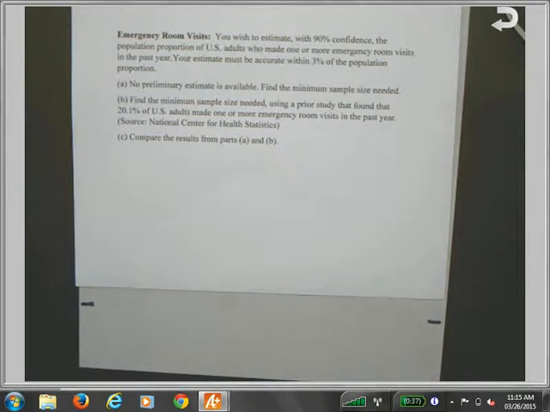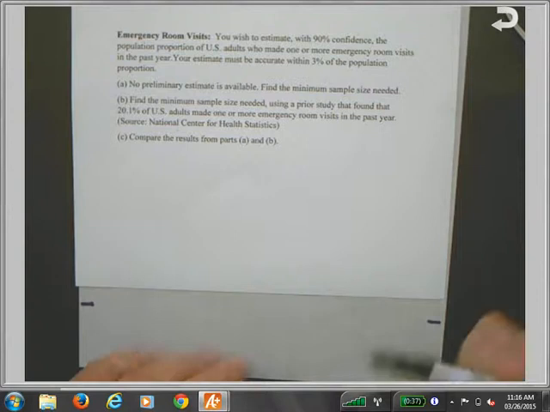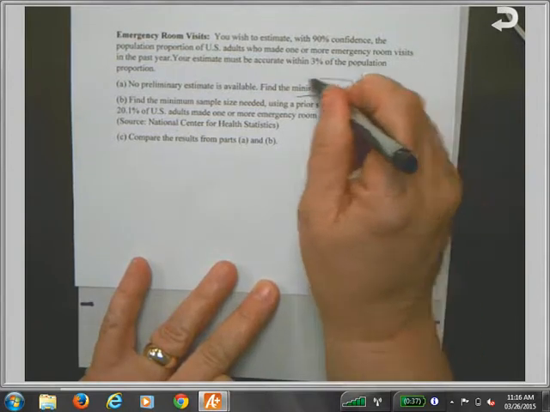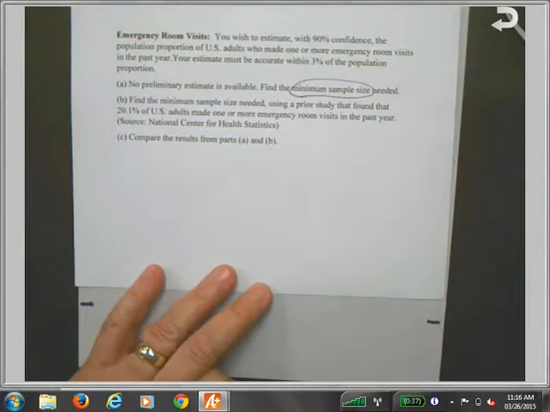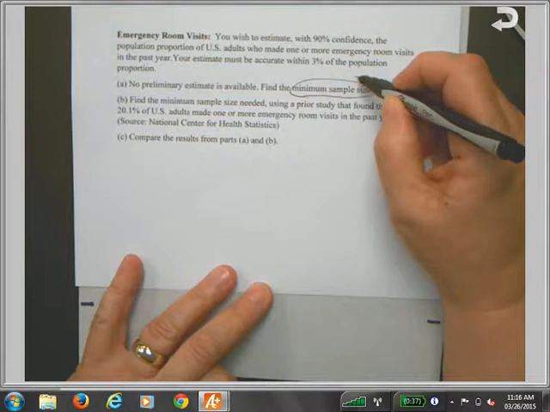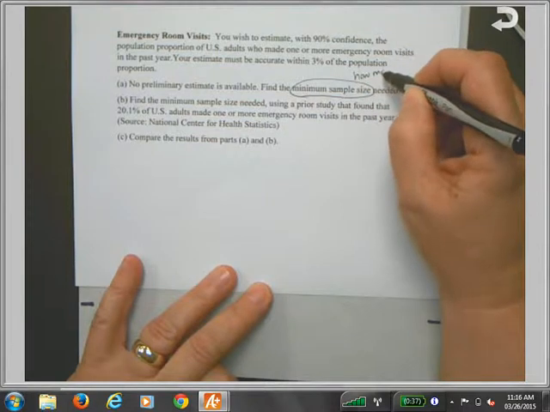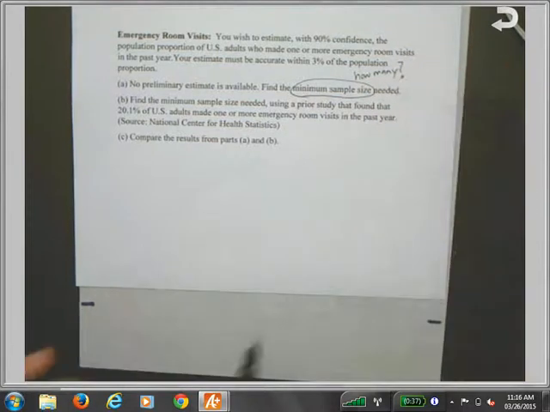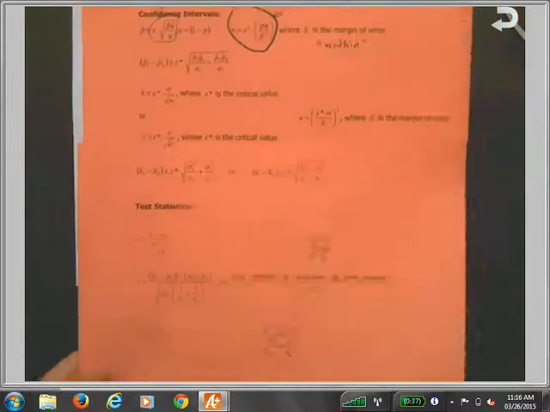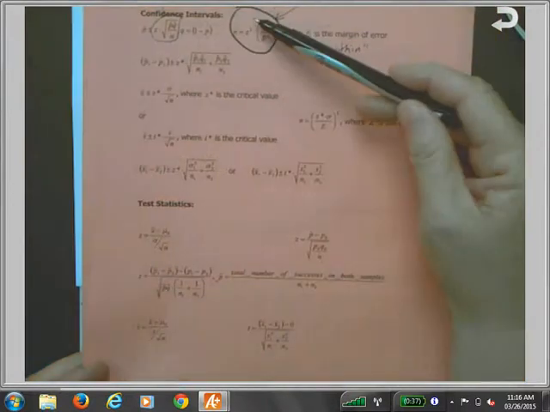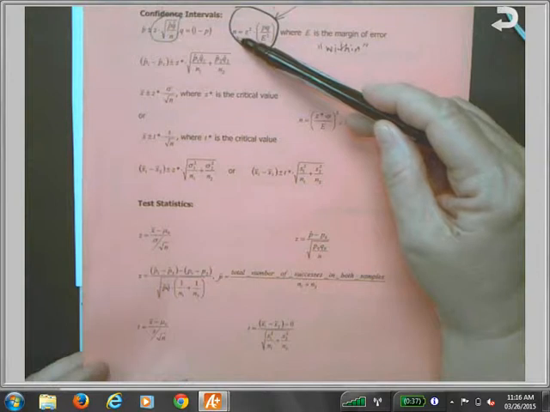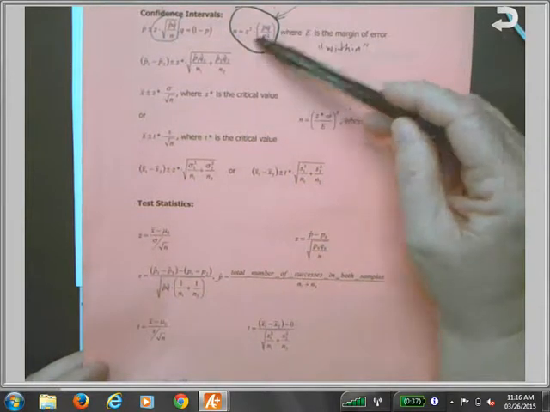So we are asked to find a minimum sample size. Another way we can say that is how many. How many do we need? So this leads us to the formula, again at the top of your pink sheet, for N. N is our sample size, and we use this formula when you are asked the question, how many?